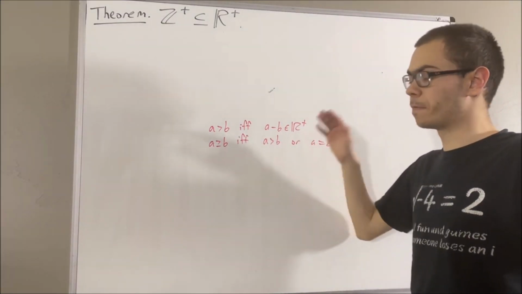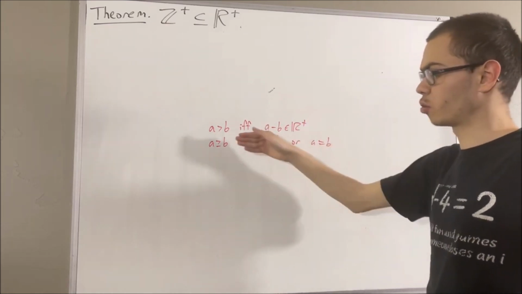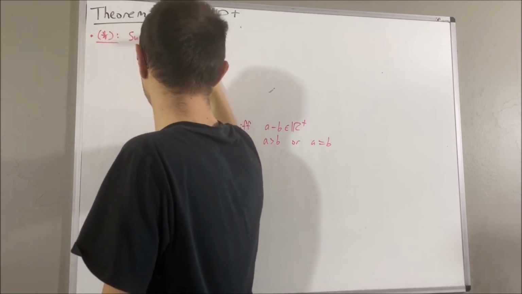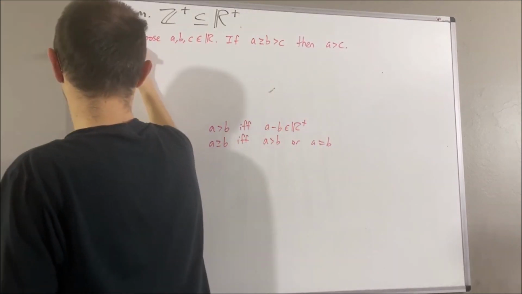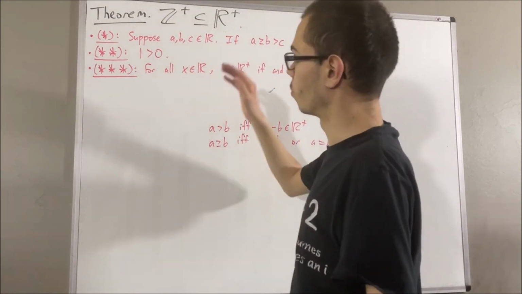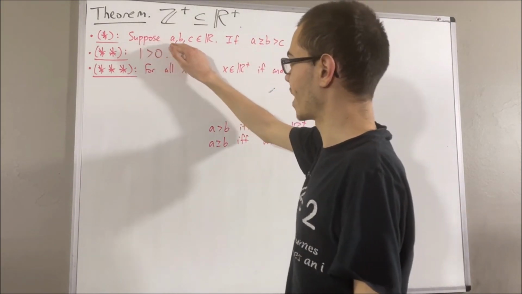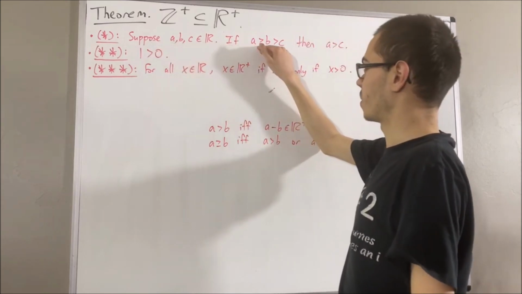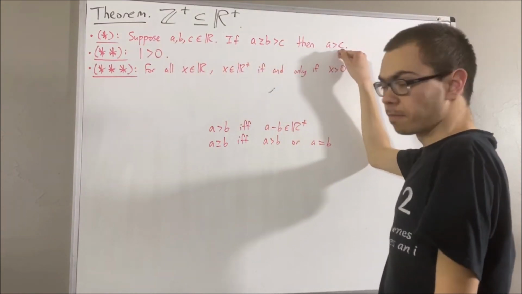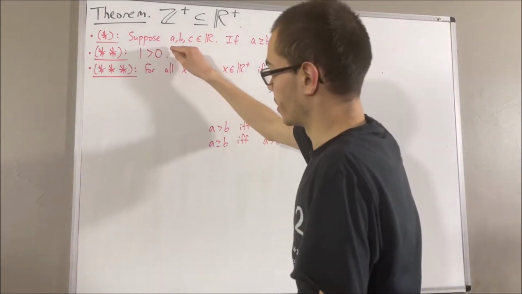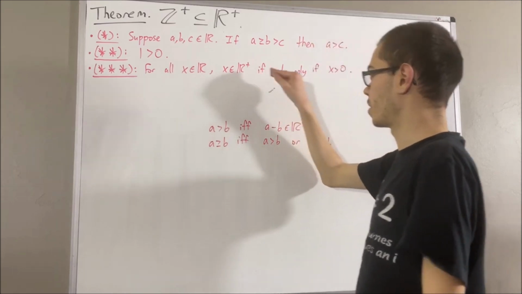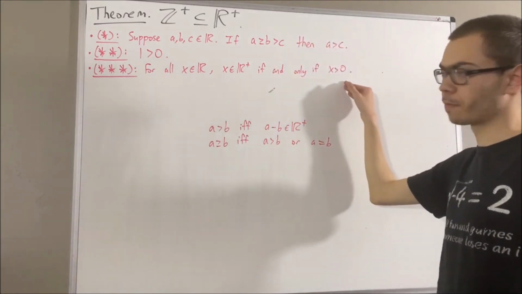And we've also proven some facts about the greater than relation and the greater than or equal to relation, which are as follows. We have proven, given real numbers a, b, and c, if a is greater than or equal to b and b is greater than c, then a is greater than c. We've proven 1 is greater than 0, and we've proven for all real numbers x, x is a positive real number if and only if x is greater than 0.